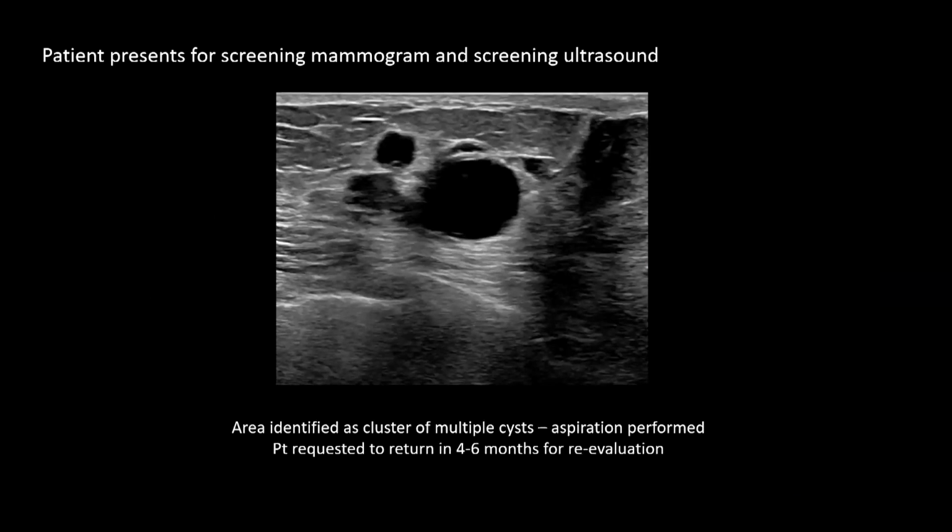So I want to show you a bit of a conundrum for one of our patients that we followed. The patient came in for a screening mammogram and screening ultrasound. It was identified that she had an area that the radiologist felt maybe a cluster of cysts, perhaps some debris within the cyst, inspissated material. Once the area was identified, the patient said they were tender over the area on ultrasound, and aspiration was performed. The area drained, the patient went home, but then the patient called about 4 to 6 months later, wanted to come back in for a reevaluation.